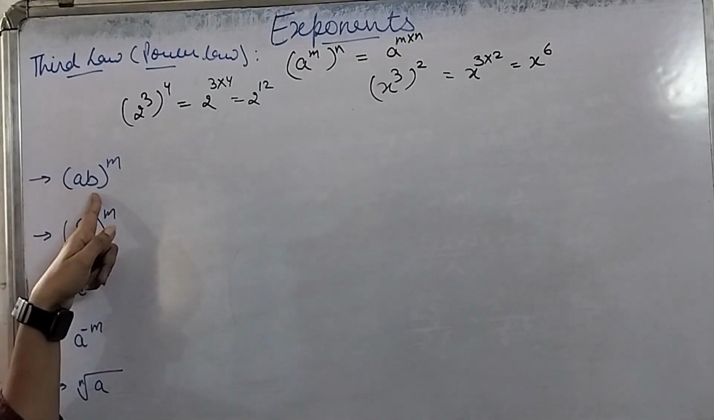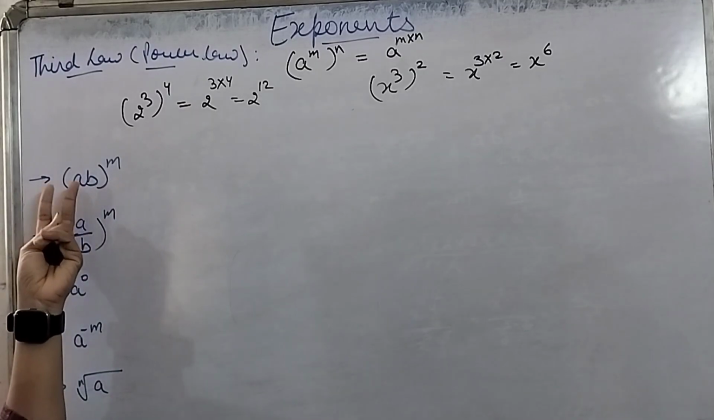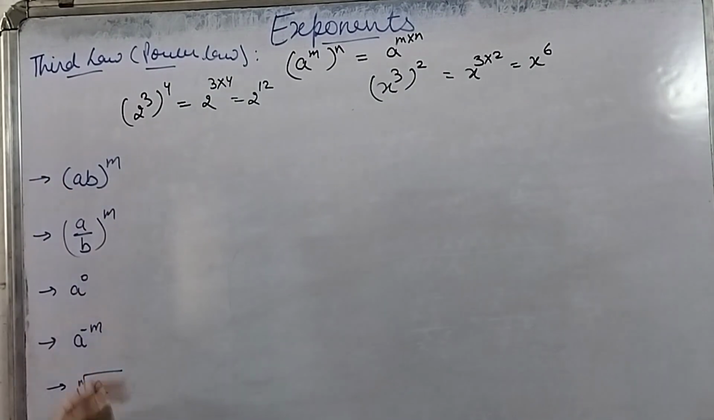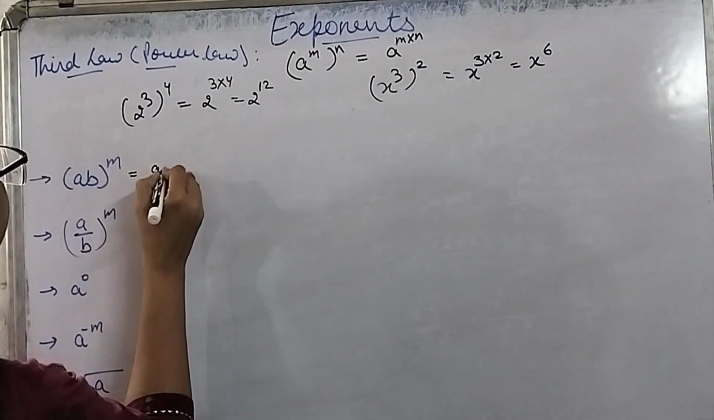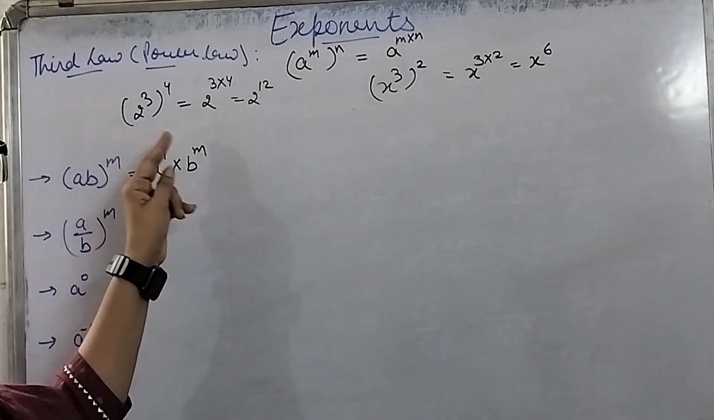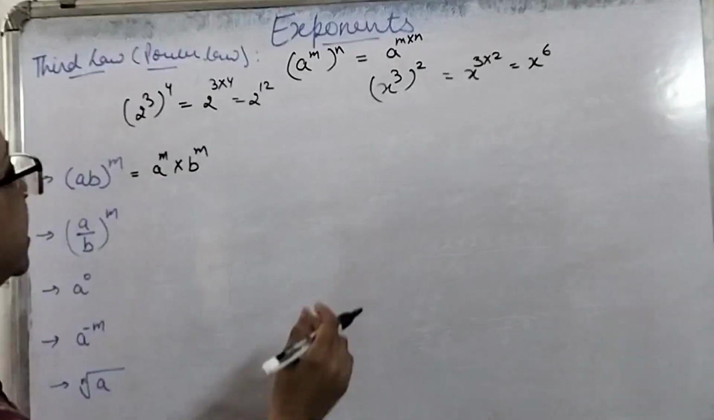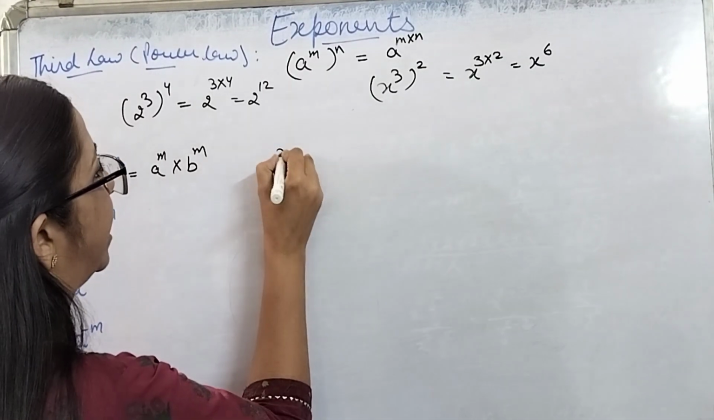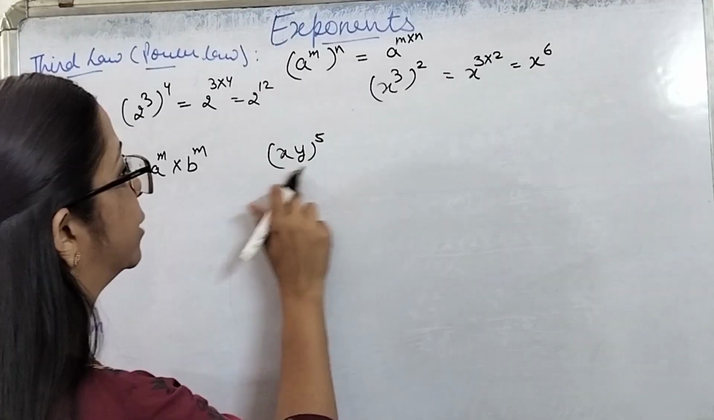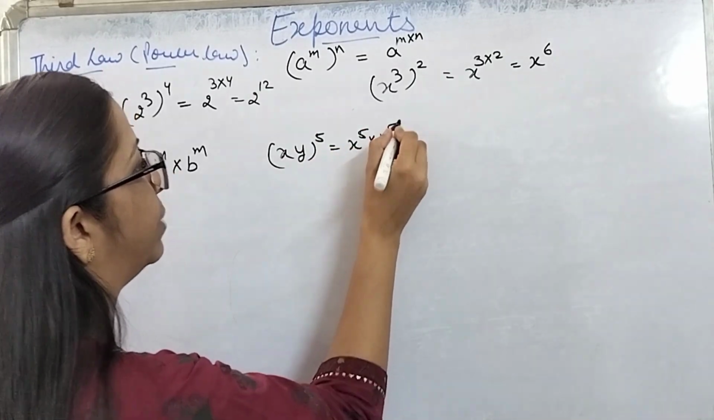Then comes your ab raised to the power m. If there are two numbers multiplied together and both as a whole are having any index or any power, then it could be written as a raised to the power m multiplied by b raised to the power m. Separately, even we can take the numbers with the same power. That means if suppose your number is xy whole raised to the power 5, that simply means it could be written as x raised to the power 5 multiplied by y raised to the power 5.